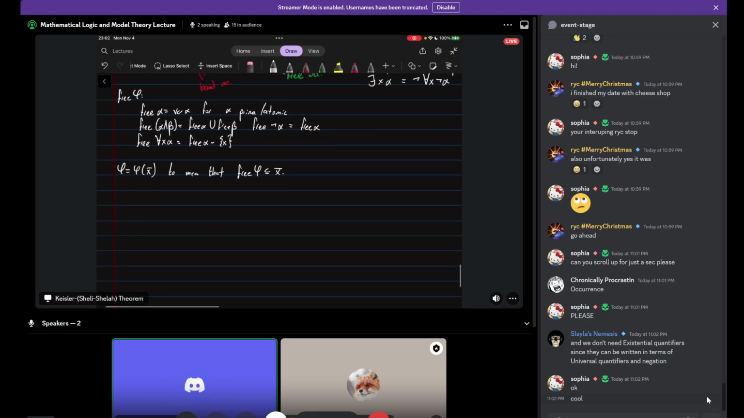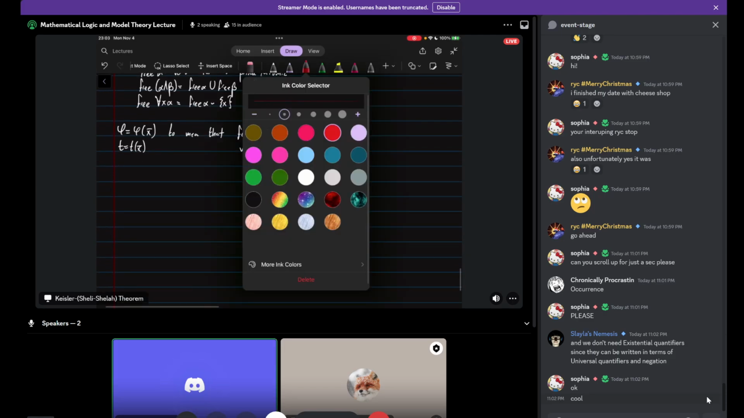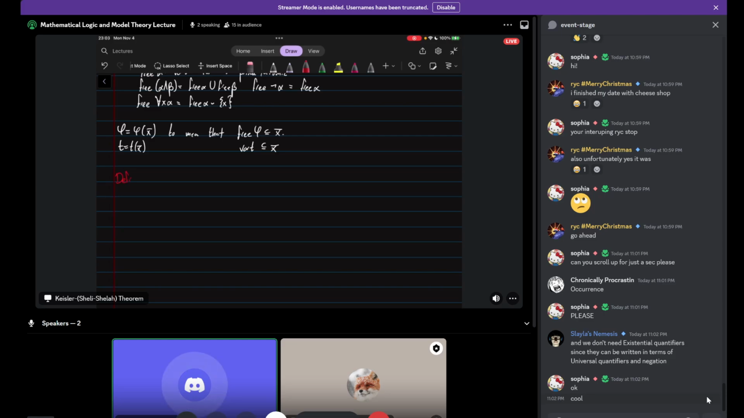And similarly, we write t is equal to t of x bar to mean that the variables in t is a subset of x bar. Okay. And final definition. Well, not final. We have a lot of definitions. Don't worry.